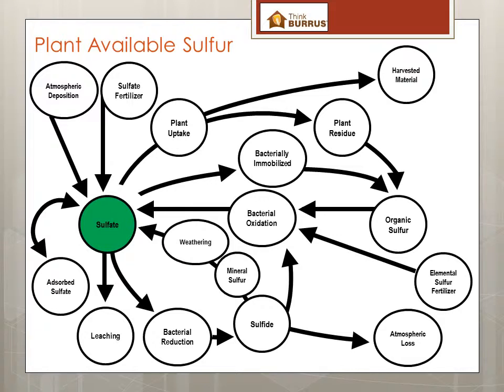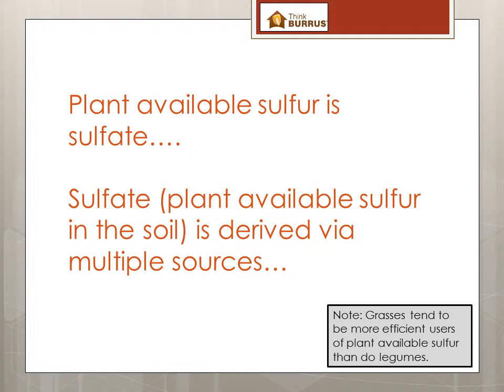We talked before about all the important things sulfur is involved in, like protein synthesis and enzyme activity. We mentioned that plant available sulfur is sulfate, and today we're going to mention that sulfate is derived from many different sources, not just a couple. One quick note: grasses tend to be more efficient at using sulfur than legumes.